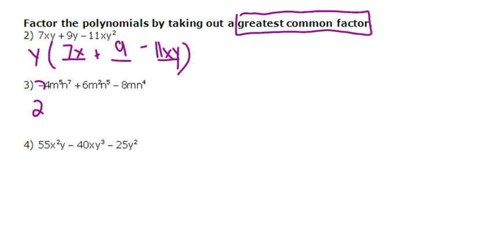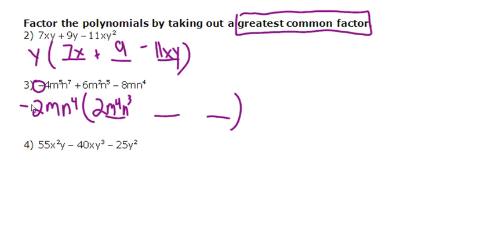Now the next one, 4, 6, and 8, they're all divisible by 2. But since the leading term has a negative sign, I have to take out a negative 2. M's, here there's 5, here there's 2, here there's 1, so I can take out 1 m. The n's, 7, 5, and 4, so I can take out 4 of them. So then I go through, there's 3 terms. Negative 4 divided by negative 2 is positive 2. Remember, we divide the numbers to see what's left inside. The m's, if I take 1 away, I still have 4 left. The n's, if I take 4 away, I still have 3 left.